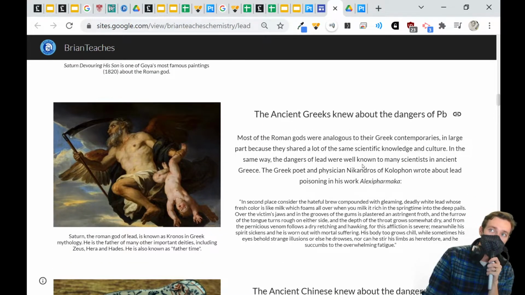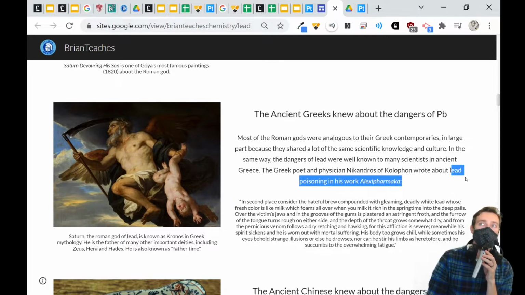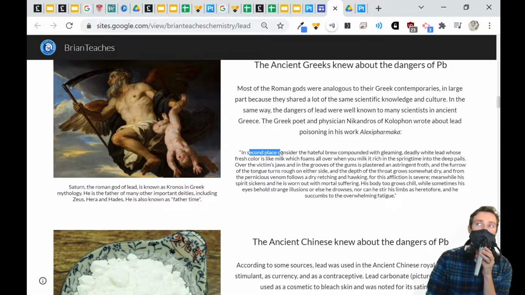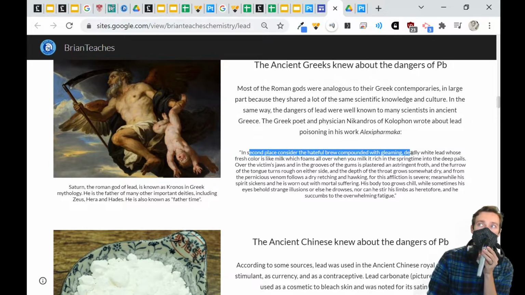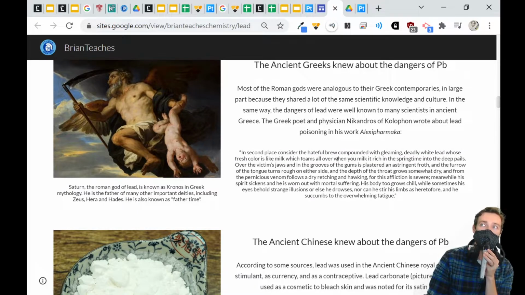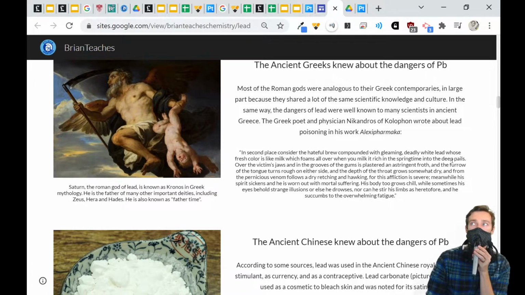But there was a Greek poet and physician who knew that lead was bad. He wrote this in one of his famous works. In second place, consider the hateful brew compounded with gleaming, deadly white lead, whose fresh color is like milk, which foams all over when you milk it rich in the springtime into the deep pails.